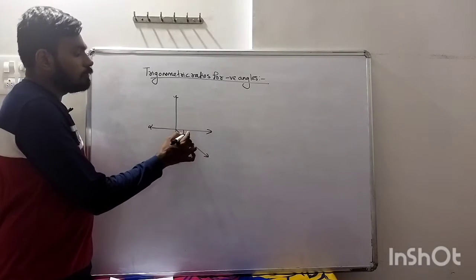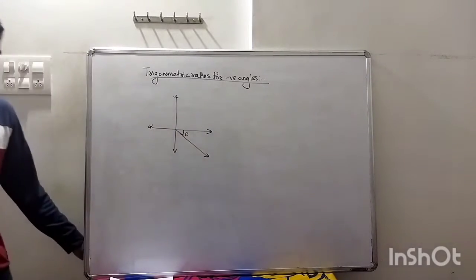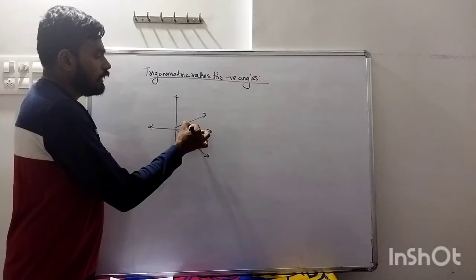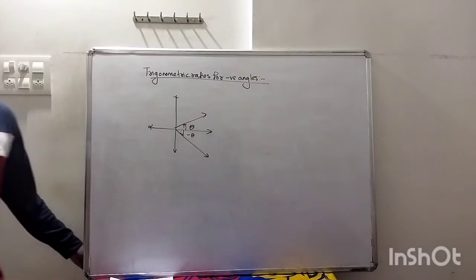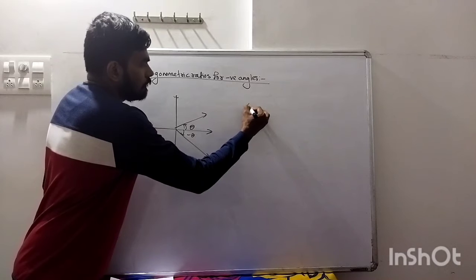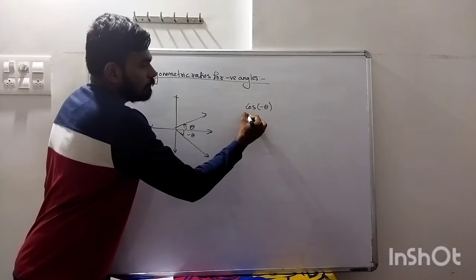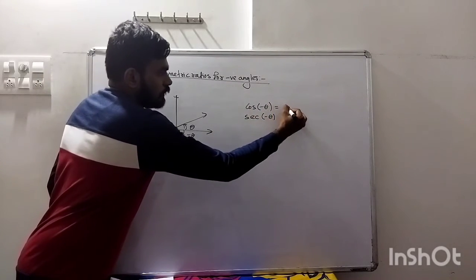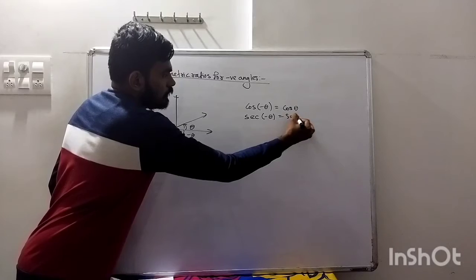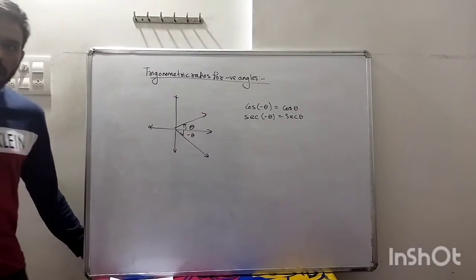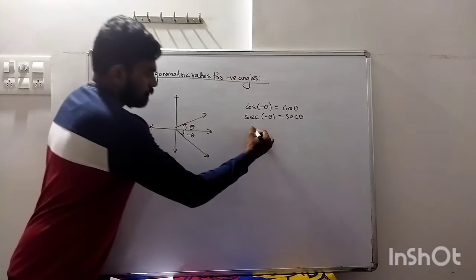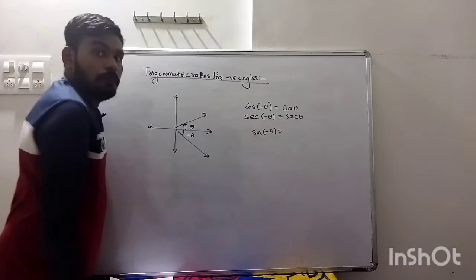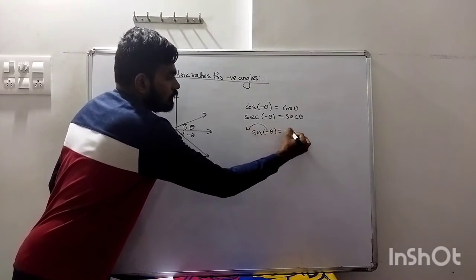So, for negative angles what do we do? This is minus theta. If this is theta, this is negative of theta, correct? For negative angles, whenever there is cos and sec, cos and the reciprocal of cos, this negative sign goes and cos remains, sec remains, okay? And for all remaining ratios, what happens? For example, sine of minus theta is what? Minus of sine theta. So, this comes out.